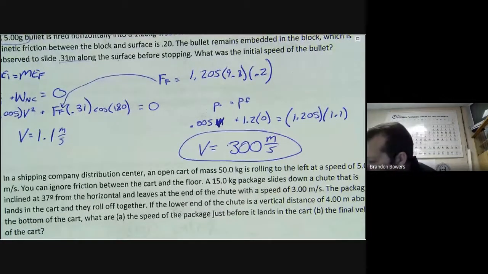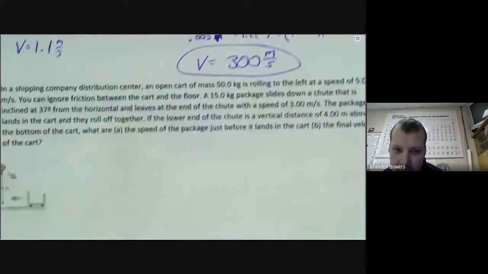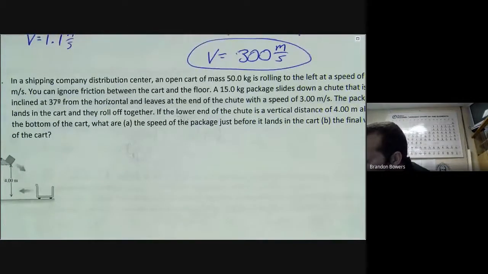Okay. Number 2, long question. Number 2 says, in a shipping company distribution center, an open cart of mass 50 kilograms is rolling to the left at a speed of 5 meters per second. So here, you're going to have to look at all of our values. What is the speed of the package just before it lands on the cart?